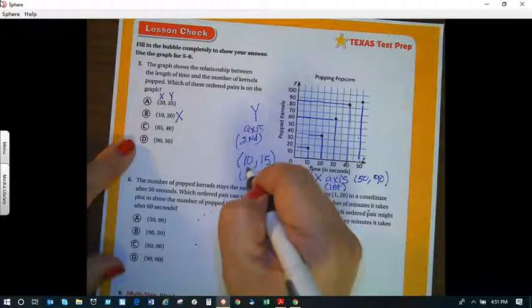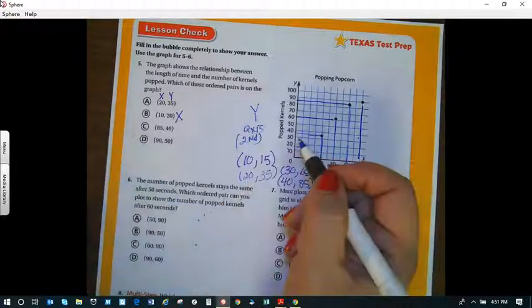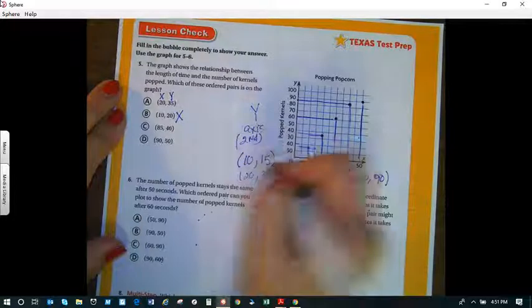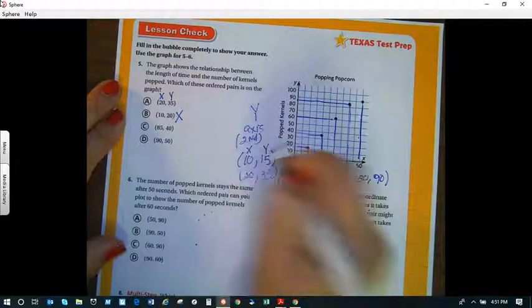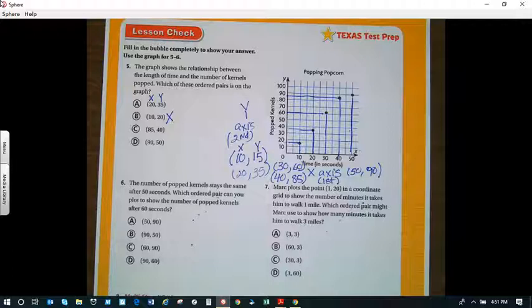This is y and x. I said that backwards. X and y. Okay, so I have x and y. Sorry about that. I caught myself, so I'm glad I did that.